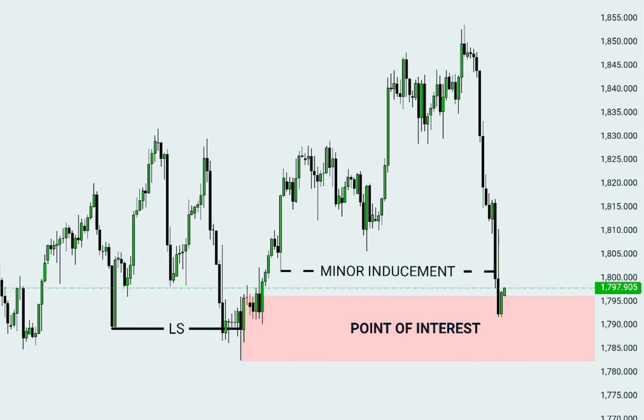This minor inducement is not meant to reverse the market. Its purpose is to collect additional liquidity and weaken market participants before the true expansion begins. Once these stops are taken, price is free to move toward the higher time frame objective. Recognizing minor inducement helps avoid premature entries and keeps us aligned with institutional timing.